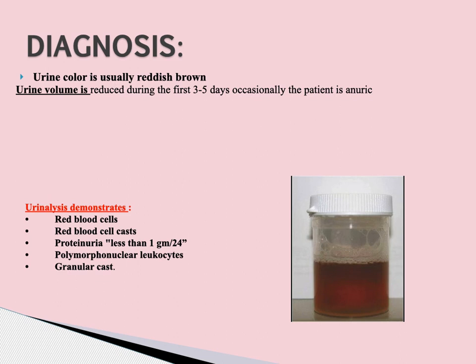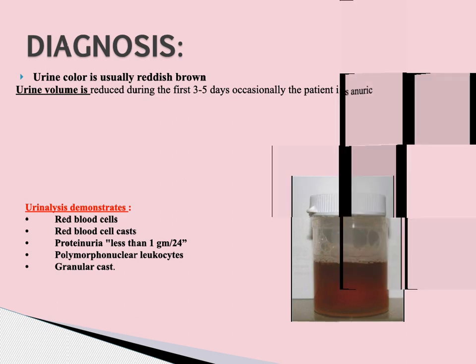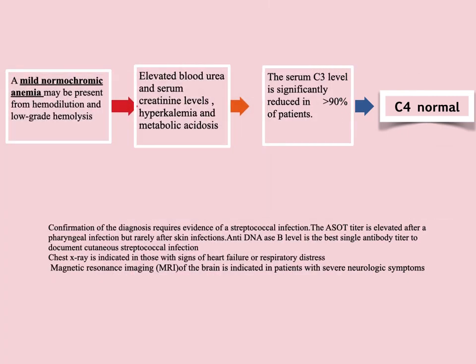Diagnosis. We usually start with examination of the urine. Urinalysis will demonstrate the presence of RBCs, often in association with red blood cell casts, proteinuria, and polymorphonuclear leukocytes. Patients usually have a mild normochromic anemia, which may result from hemodilution and low-grade hemolysis.